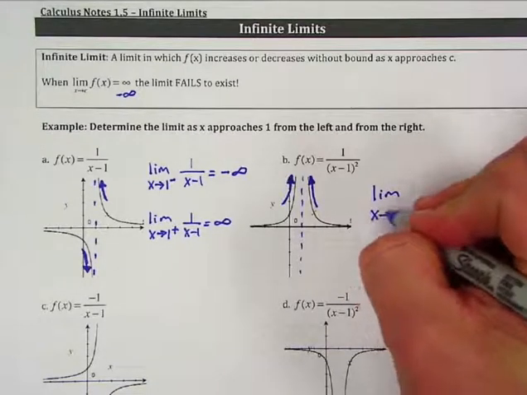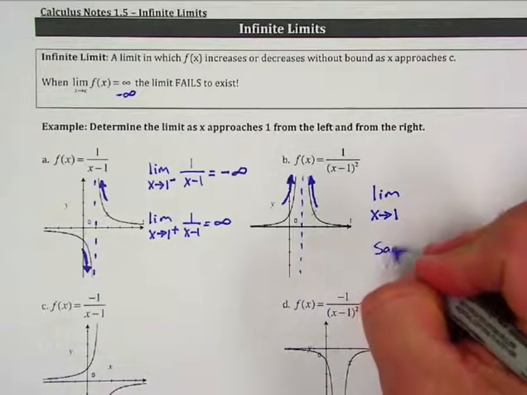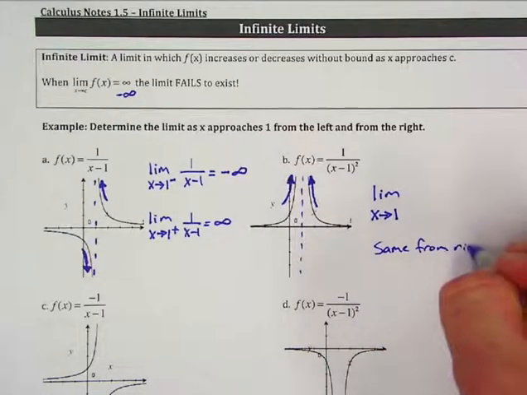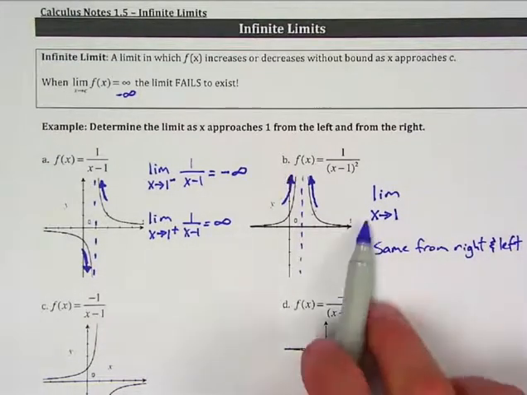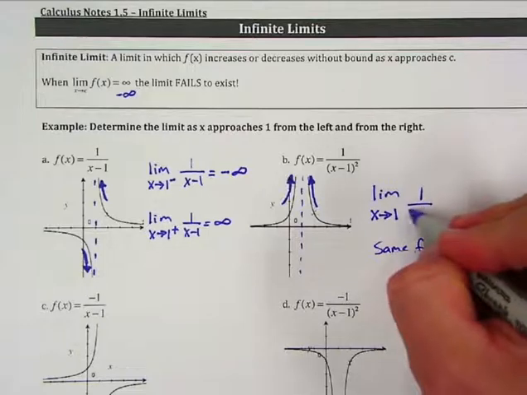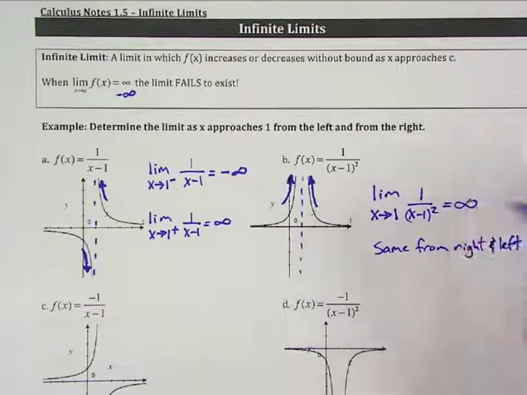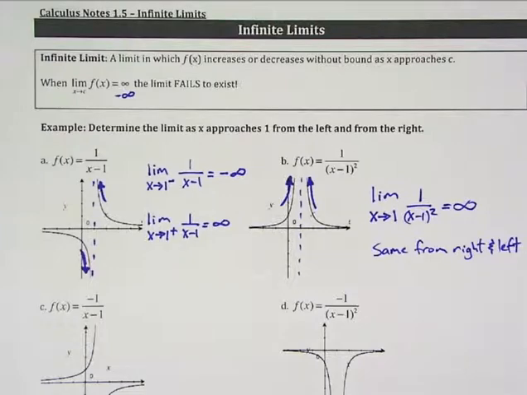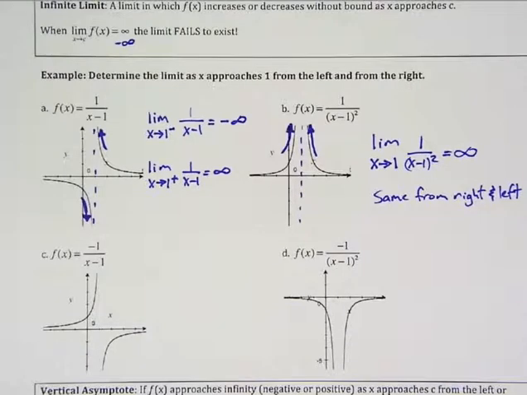So the limit as x approaches 1, this means from the right and from the left. You might want to make note of that. When it's the same from the right and the left, just write the limit as x approaches 1 of our function 1 over x minus 1 squared equals infinity. All right, go ahead and try letters C and D on your own. You can pause the video and then come back when you're done to check your work.